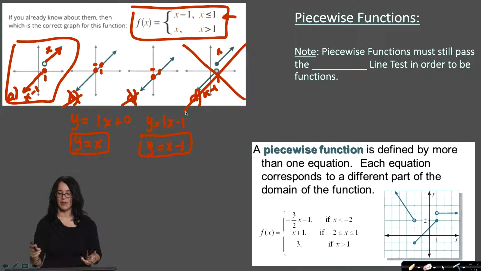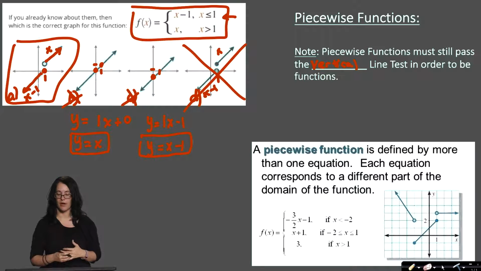Okay. So in our note on the right side of the screen, it says piecewise functions must still pass the blank line test in order to be functions. Do you know what that word would be? That's right, the vertical line test. To be functions, at every input x, you get one output. That's why we couldn't have both of those circles closed at the same time above each other.